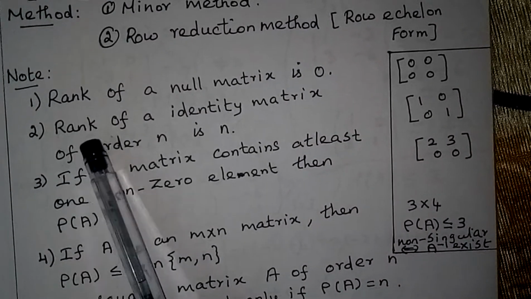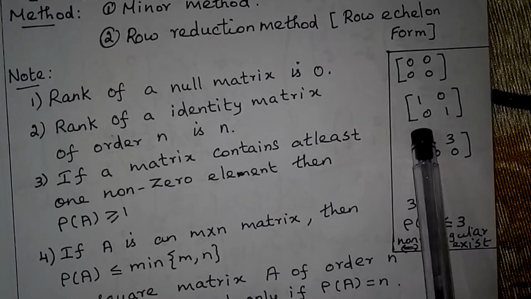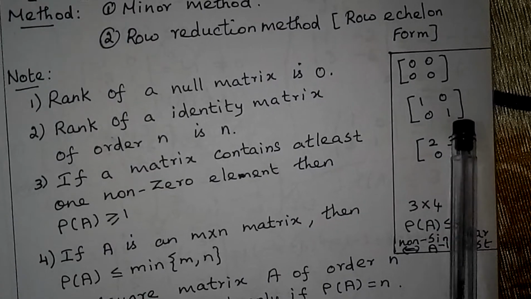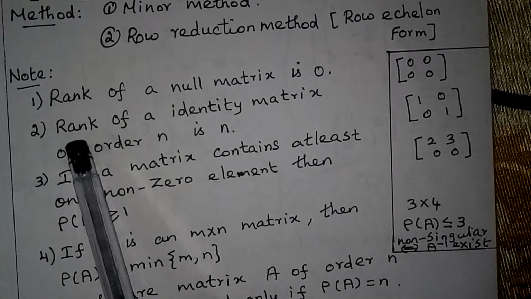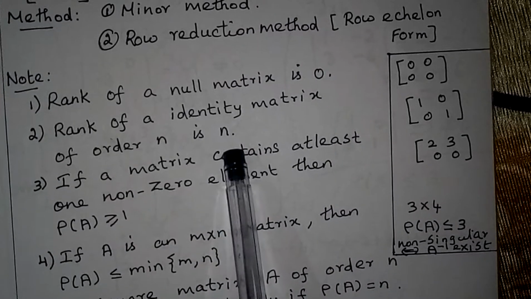Next, the rank of an identity matrix of order n is n. You see here, this is the identity matrix of order 2, isn't it? So the rank of this will be 2. In general, the rank of an identity matrix of order n is n.